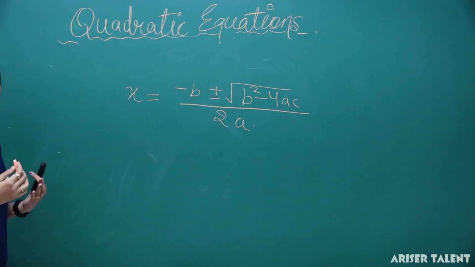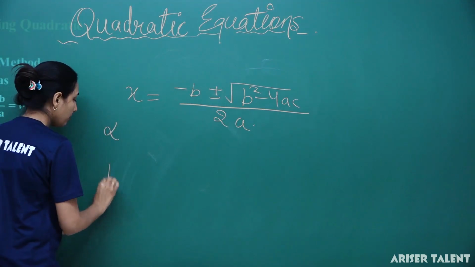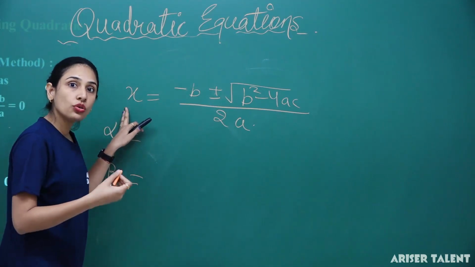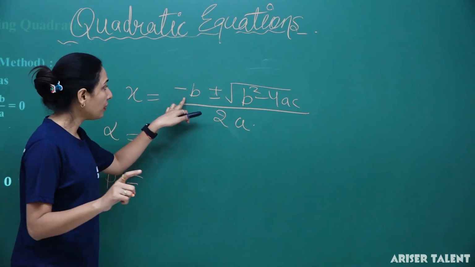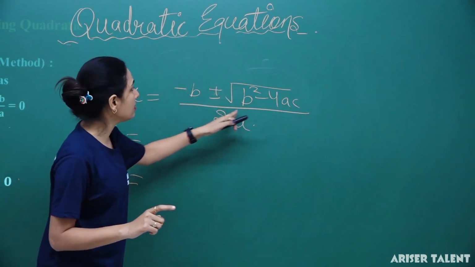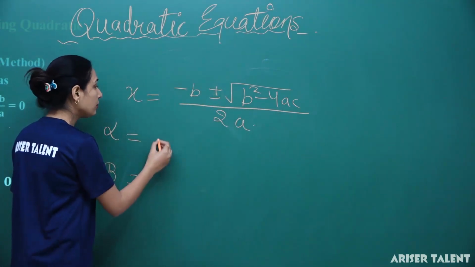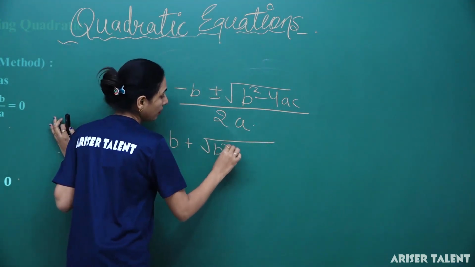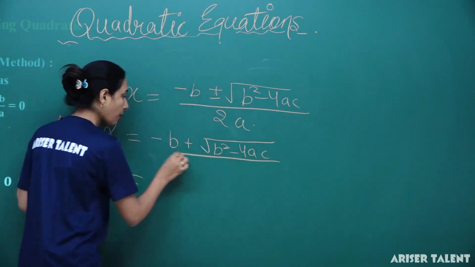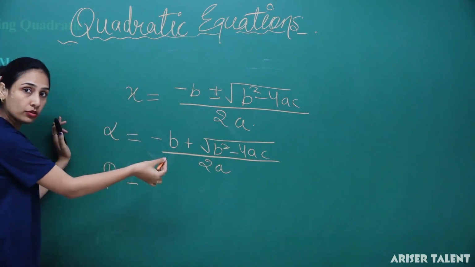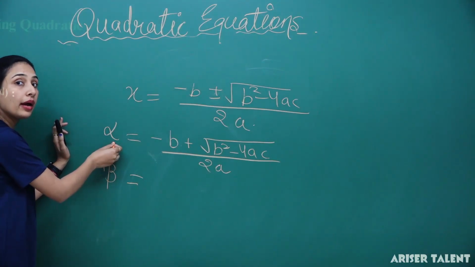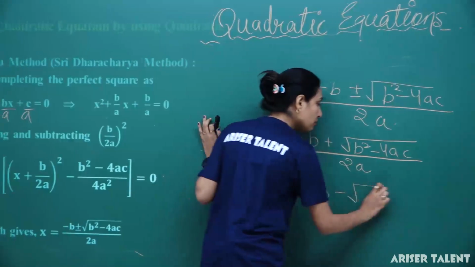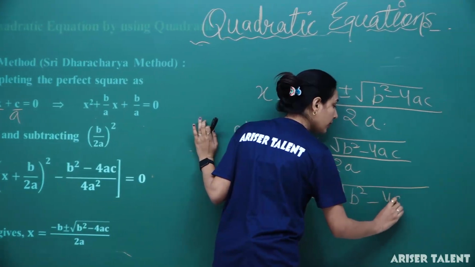That means if I represent one root as alpha, now this is the value of x and the value of x is what? Its root. So a quadratic equation will have two roots. First is this one with the positive sign and second is this one with the negative sign. That means the positive sign will be minus b plus root of b square minus 4ac upon 2a. This is with the positive sign that will be known as alpha, and the other root will be beta, and that will be minus b minus root of b square minus 4ac upon 2a.